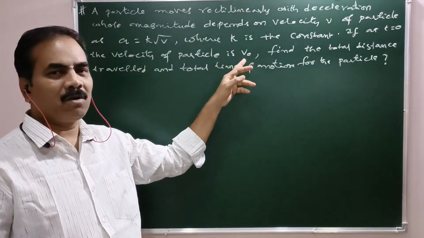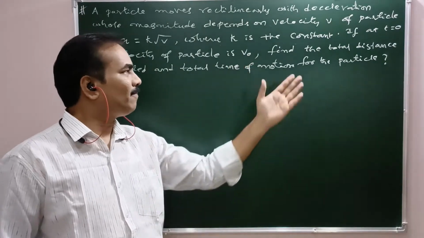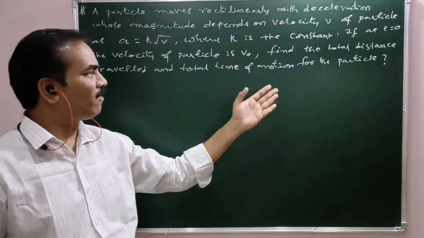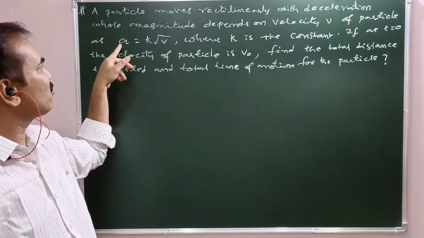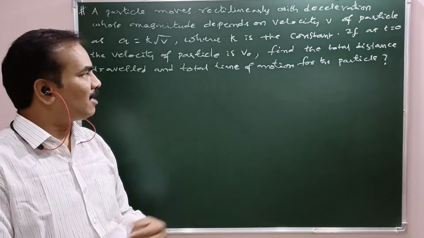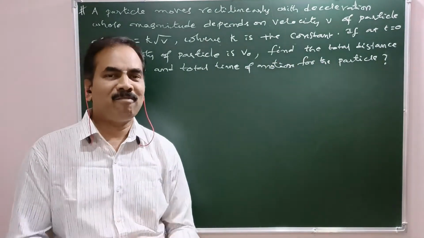At t = 0, the velocity means the initial velocity, so the initial velocity is v0. Find the total distance traveled and the total time of motion for the particle. So you are given the magnitude of deceleration, a = k root v, and you are asked to determine the total distance covered before coming to rest and the total time of journey.